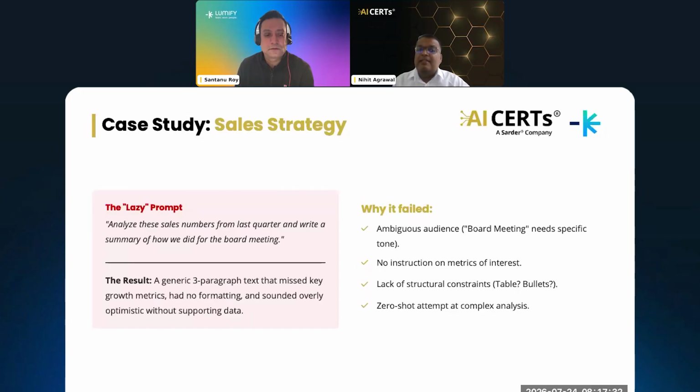And the third issue is structural guidance. The prompt does not specify whether the output should be a table, bulleted points, charts, or even an executive summary. Without those instructions, AI defaults to a generic text response, which may not be suitable for business decision makers. And last is zero shot. AI was given a complex analytical task without any step-by-step guidance, constraints, or validation instructions. So the system was expected to figure everything out on its own.